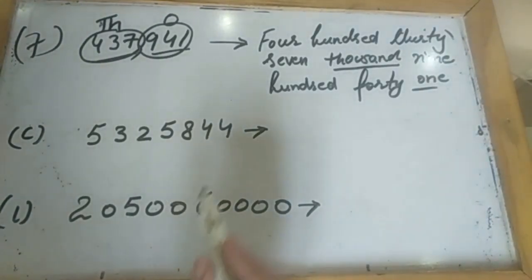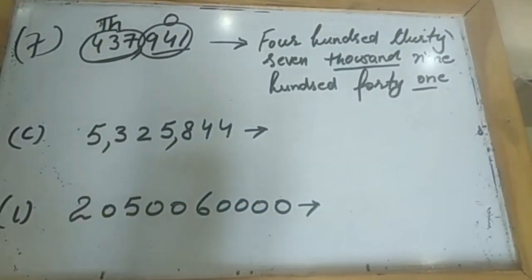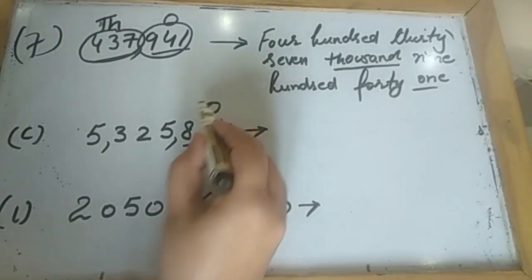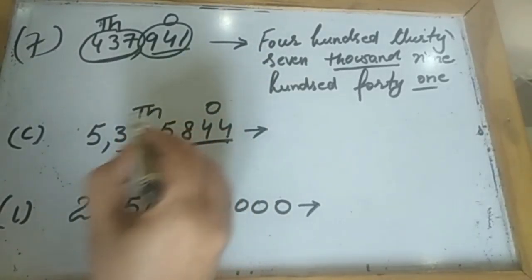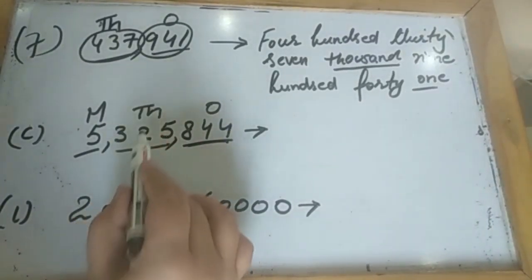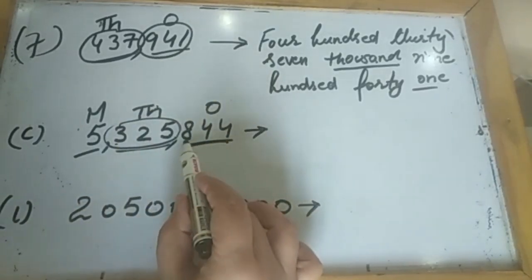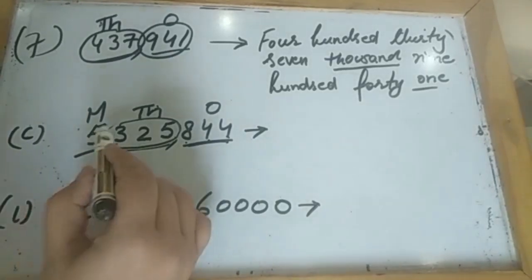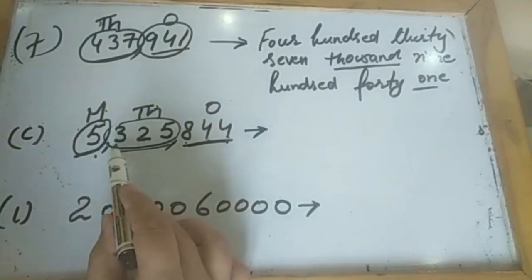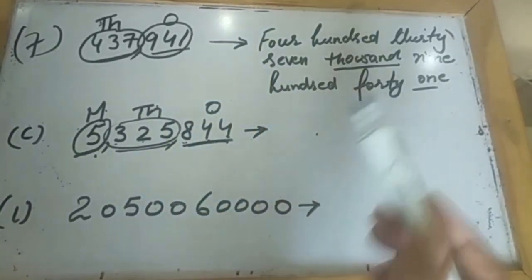Now look at the C part. First of all, I'll put the commas after 3 places, then after 3 places. This belongs to the period ones, these belong to the period thousand, and this belongs to the period million. So how will you write this? You will say it's 5,325,000. Read this together, 325,844. So again 5,325,844, and you write this in words.